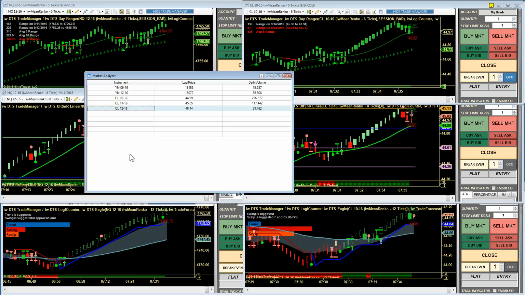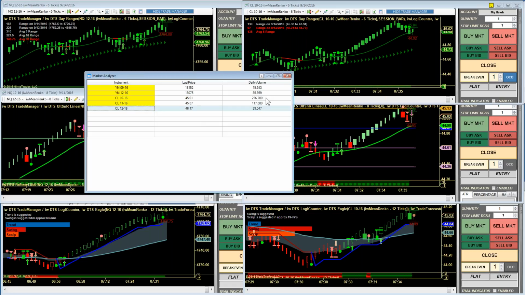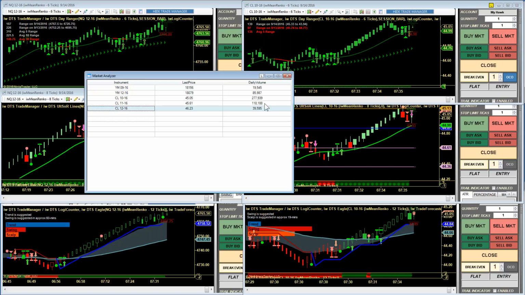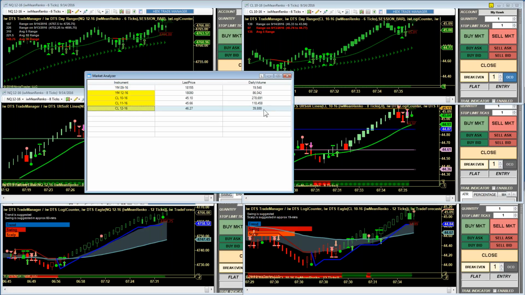Now, crude oil is one of the world's largest markets. You can see here in October, it's the most active month at 277,000 contracts. But even if you were trading November, you're still trading nearly 120,000 contracts. That's huge. Even if you're trading December crude, it's still enormous at 40,000 contracts. What you will notice, though, is that the front month is always the more active one.